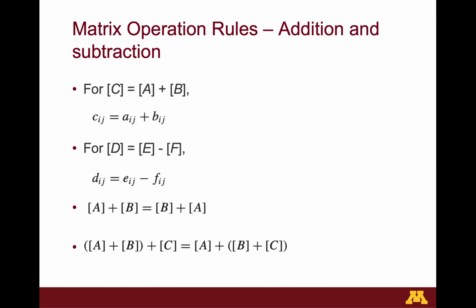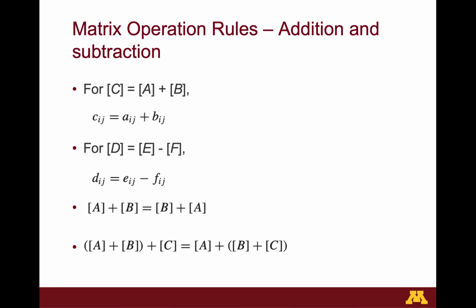Now we introduce matrix operations, starting with addition and subtraction. Matrix addition and subtraction have the following properties. For addition, matrix C equals A plus B. Each element of C, which is Cij, equals Aij plus Bij. Similarly, for subtraction, each element Dij equals Eij minus Fij.